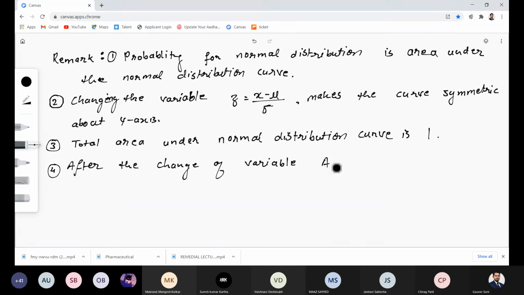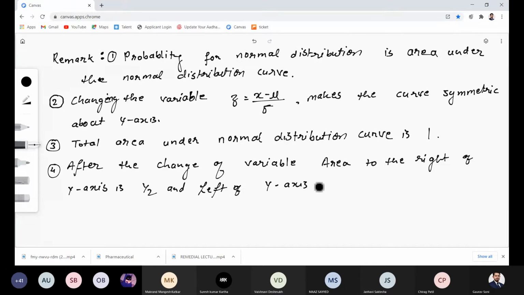area to the right of the y-axis is half, and left of the y-axis is half.